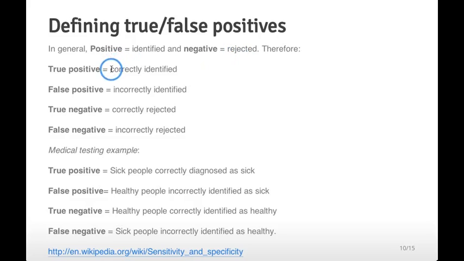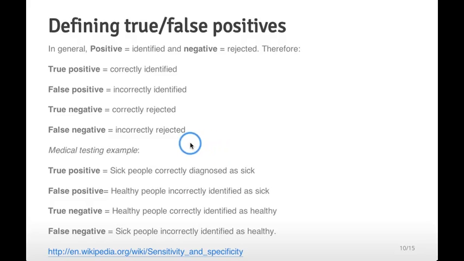A true positive is a case where you've correctly identified something as interesting. A false positive is something where you've identified it as being interesting, but it actually isn't interesting. A true negative is something where you've identified something as uninteresting and it really is uninteresting. And a false negative is a case where you've identified something as uninteresting, but it should have actually been interesting. This language comes very naturally in the medical testing scenario, so I'll give you an example of that because it might make a little bit more sense.